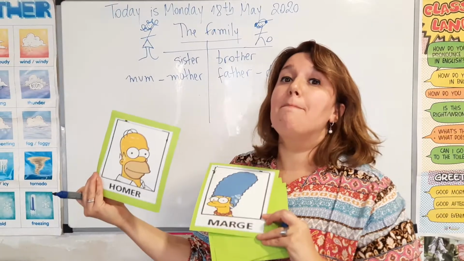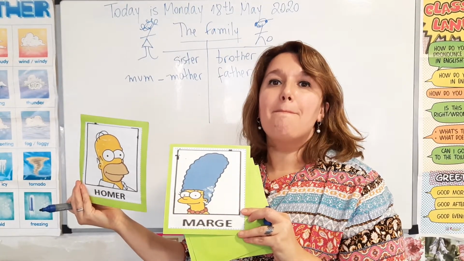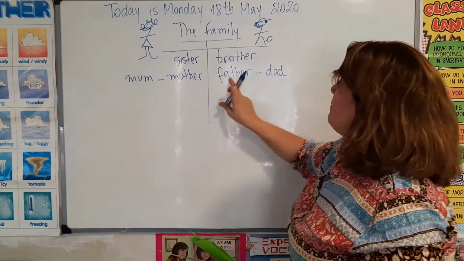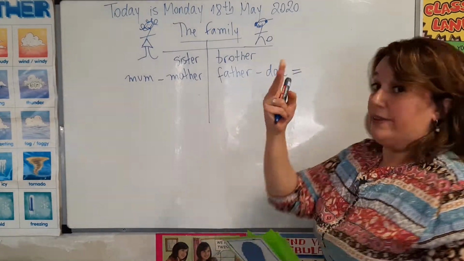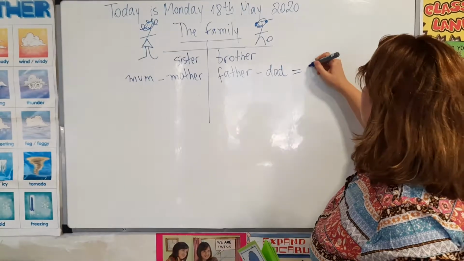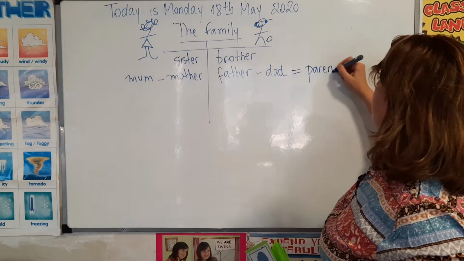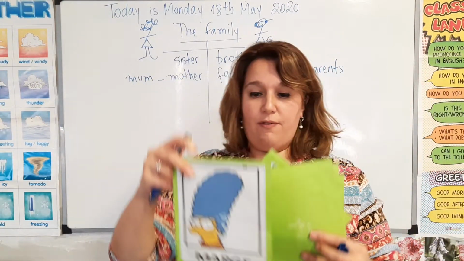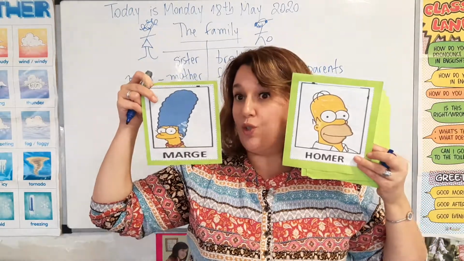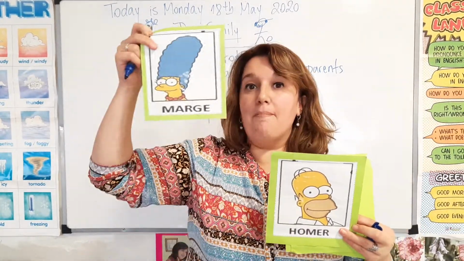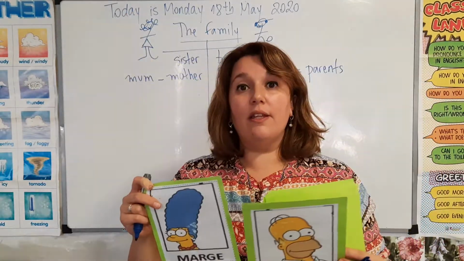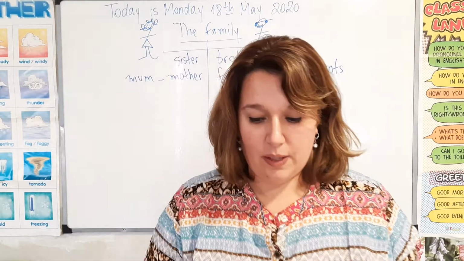Or you can say, they are my parents. Parents, right? So mother and father, the two together, parents. Right? Mother and father. Like this. The two together are parents. Mother, father, or mom, dad. And the two together, parents. Okay, let's continue.